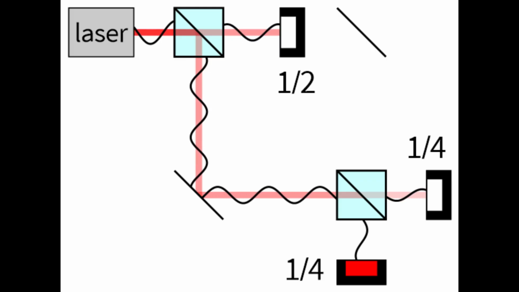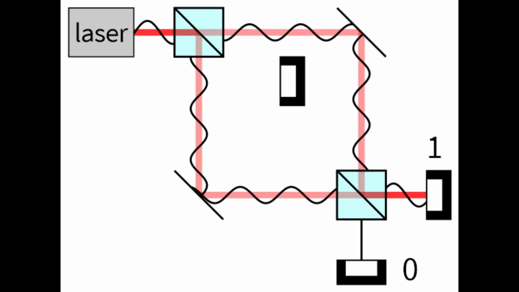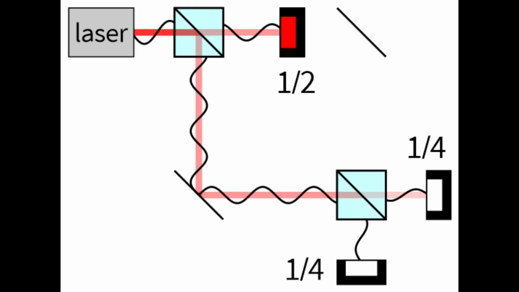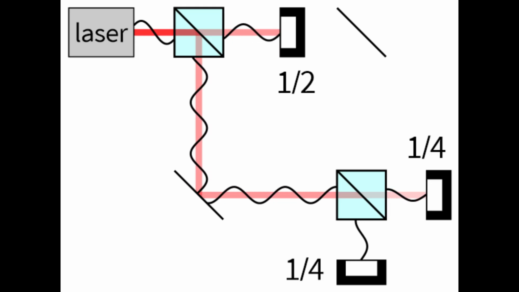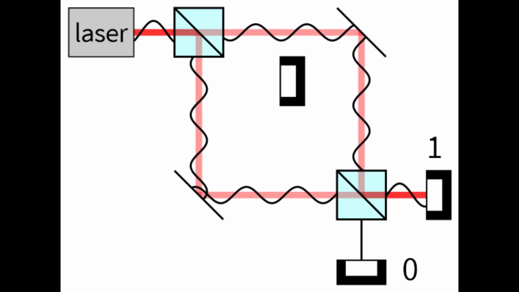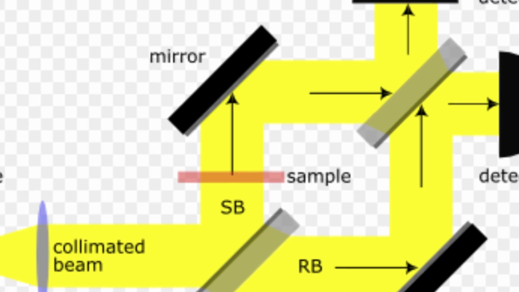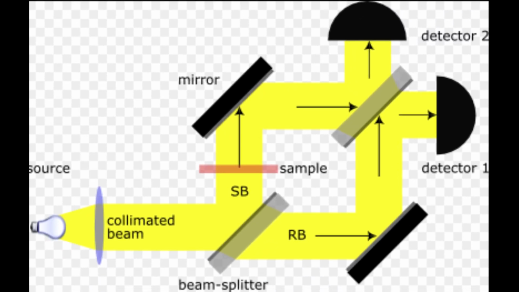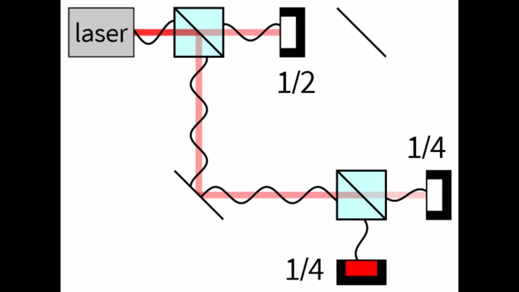A photon from a laser enters the first beam splitter, which divides it into two possible paths, the upper and the lower arms of the interferometer. The photon doesn't just choose one path, it exists in a quantum superposition of both simultaneously. The two paths then reflect off mirrors and meet again at the second beam splitter. At this point, the components of the photon's wave function interfere, determining which of the two detectors it will hit.